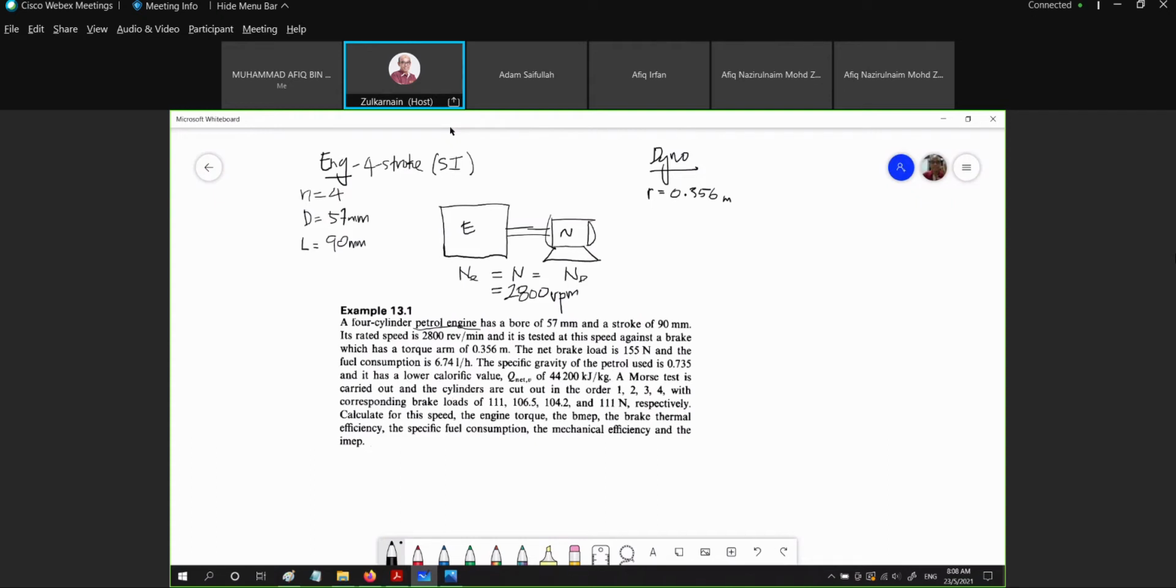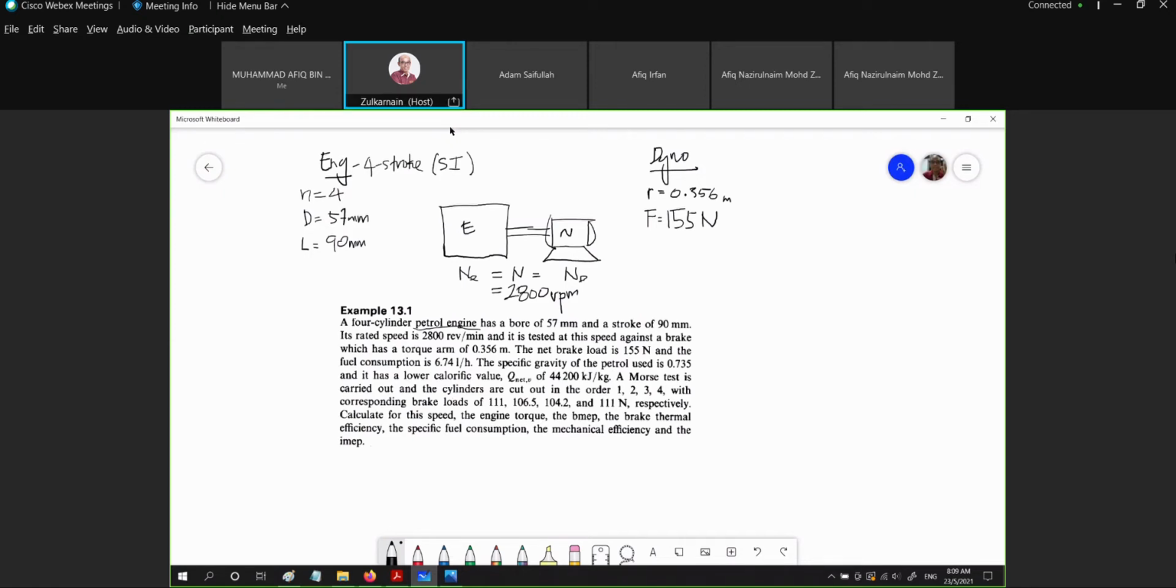Okay, meter. And then kita dapati bahawa the net brake load at this RPM, kita dapat sebanyak force dia adalah 155. Jadi the net force masa kita jalankan ujikaji at 2800, bila kita berikan dia force sebanyak 155. So this is the amount of load that is being given to the engine, at this RPM. Ini amount of load yang kita berikan lah.